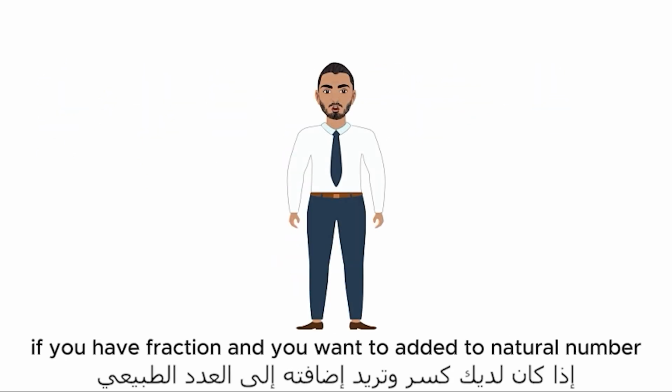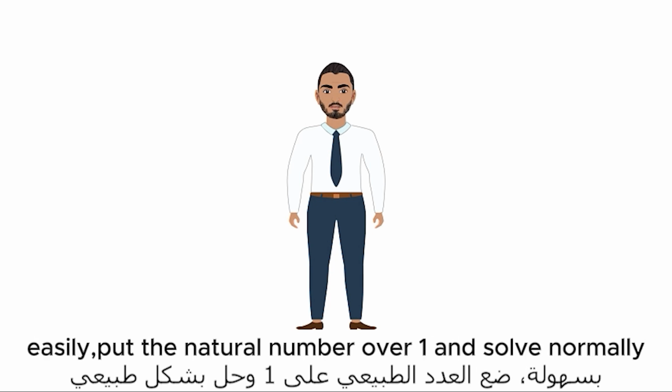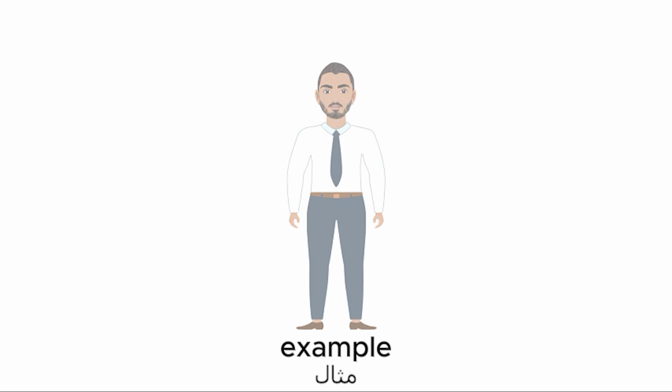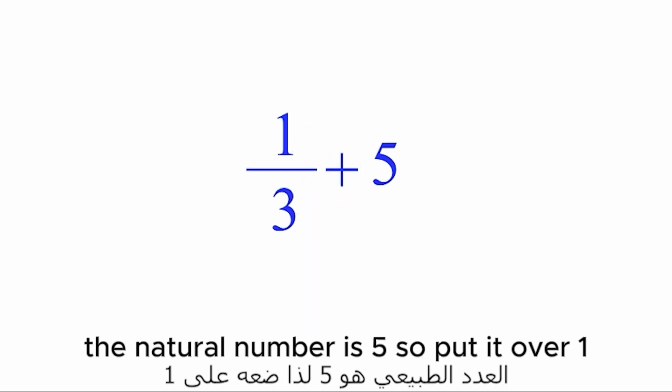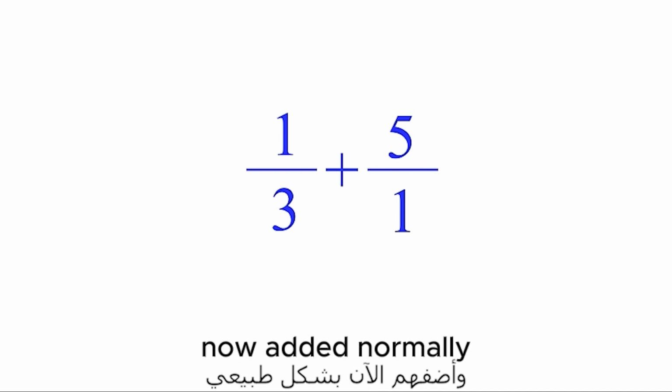Note, if you have a fraction and you want to add it to a natural number, easily, put the natural number over 1 and solve normally. Example, 1 over 3 plus 5. The natural number is 5, so put it over 1. It becomes 5 over 1. Now add normally.